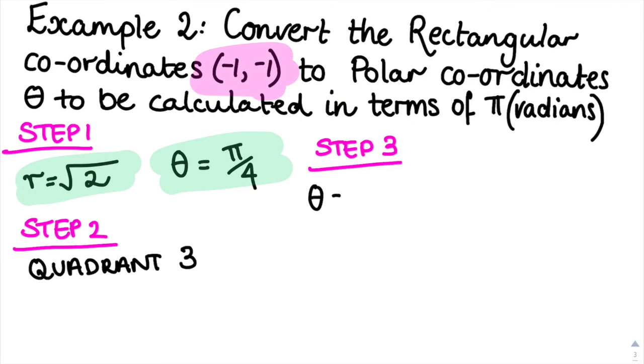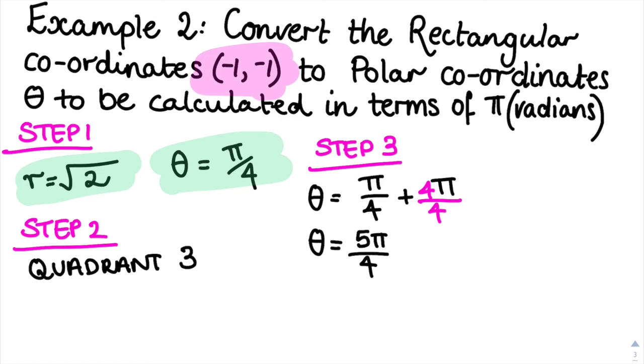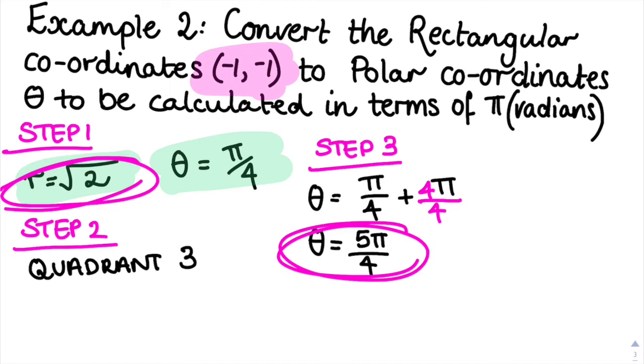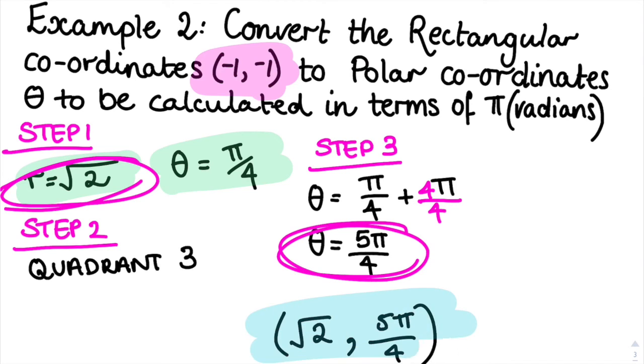Let's do that. The theta we calculated equals pi on 4. Adding pi to that, pi on 4 plus pi is the same as pi on 4 plus 4 pi on 4. 4 pi on 4 really just equals pi, but I converted it to this fraction to make addition easier. Pi on 4 plus 4 pi on 4 gives us 5 pi on 4, so now we have our new theta. Step 4, write out the polar coordinates. We have r equals root 2 and theta equals 5 pi on 4. So we can conclude that the rectangular coordinates -1, -1 translate to root 2, 5 pi on 4.